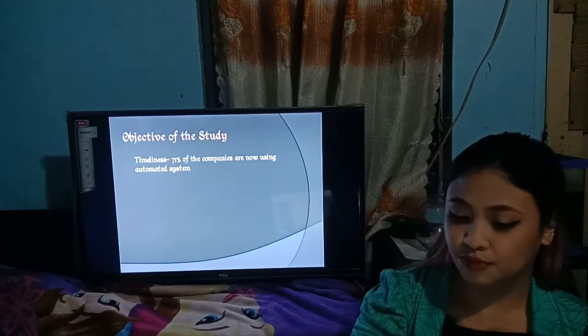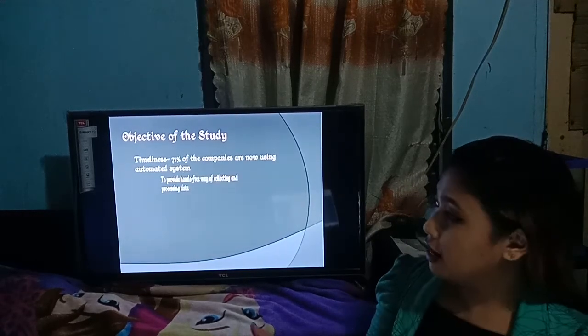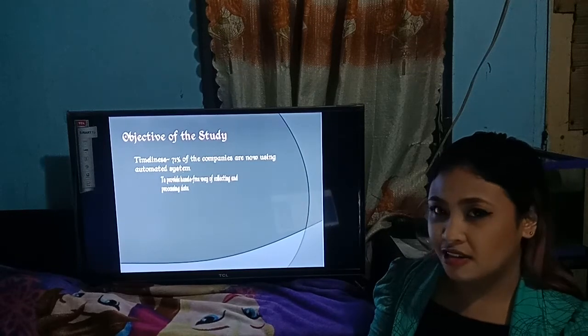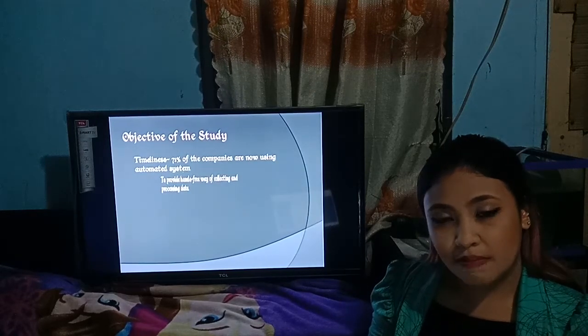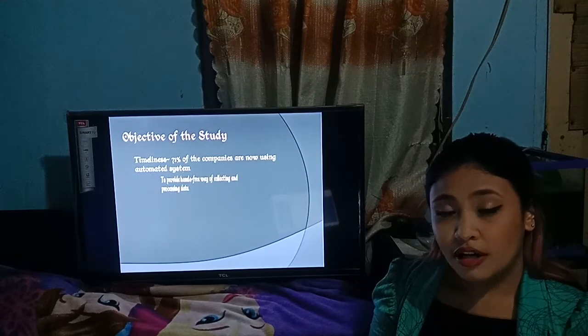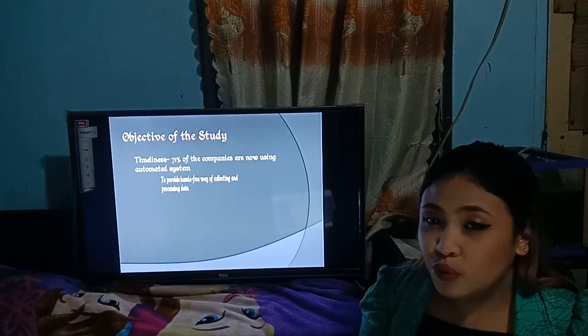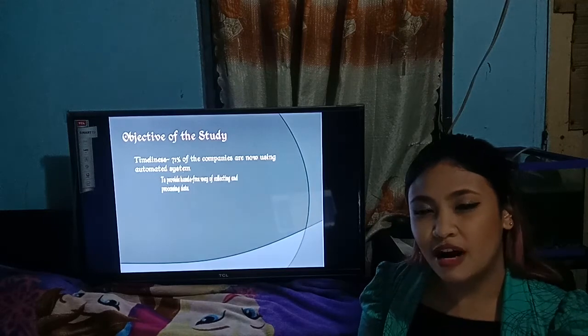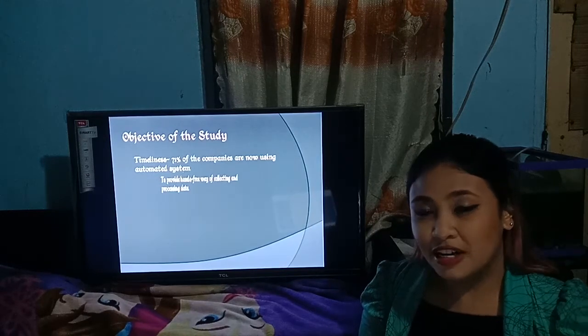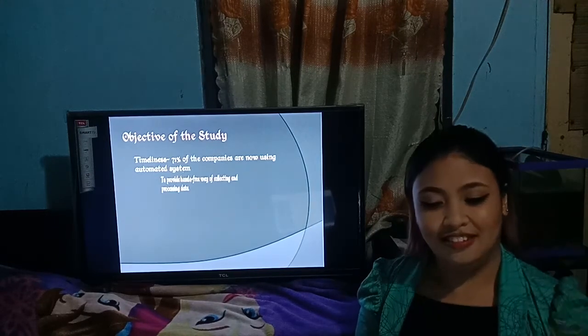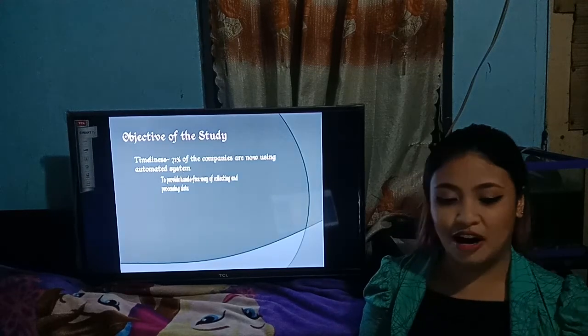Number 2, to provide a hassle-free way of collecting and processing data. It means making the job easier for everyone. It will boost the employees' morale and will create an environment that is very easy for everyone. This leads to a happy working environment.